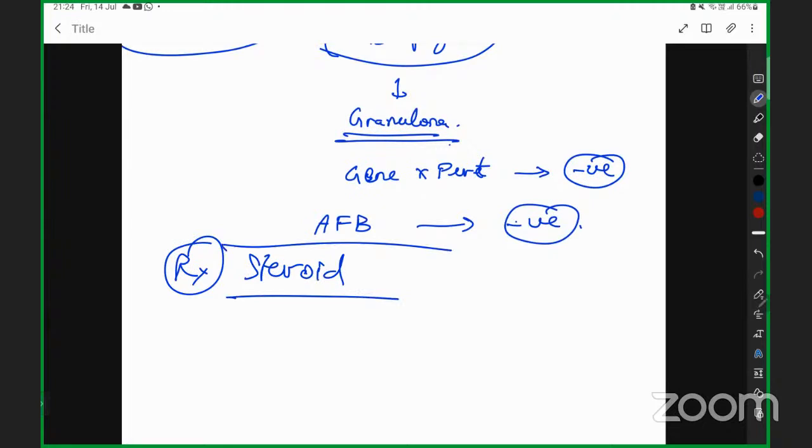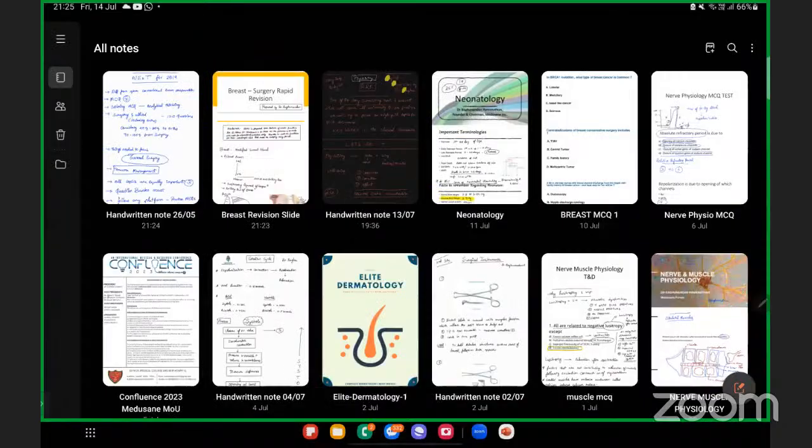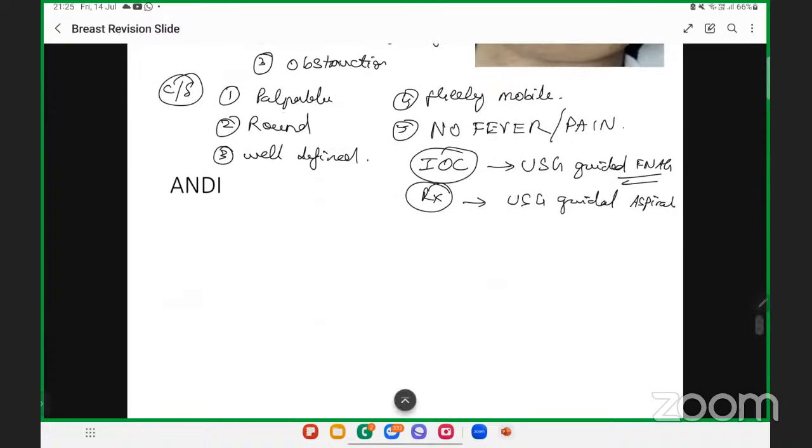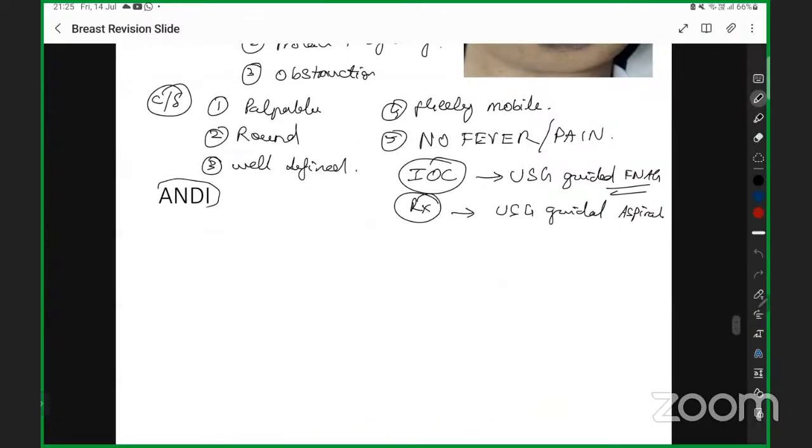Remember, in inflammatory granulomatous mastitis, the treatment of choice is going to be your steroid. Therefore, only after eliminating tuberculosis are you going to go for steroid treatment. If you give steroid in a tuberculosis condition, it will worsen your situation. That is why you won't give steroid without testing a biopsy, without doing AFB. Is it clear? Next, we are going to move to a very important condition.